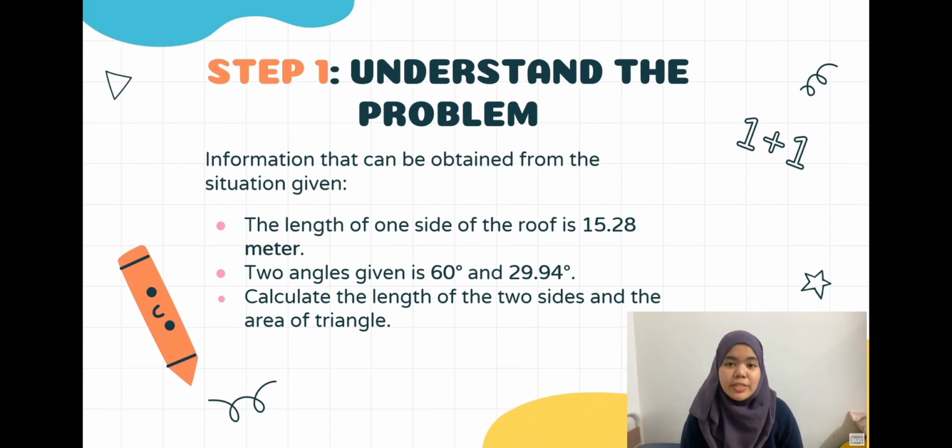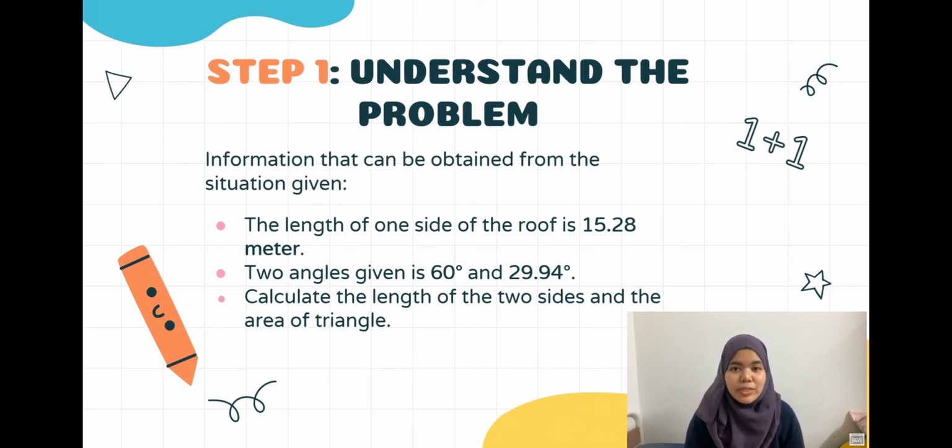Through the situation faced by Danny and the diagram provided, there are several pieces of information that can be obtained. Firstly, we have the length of one side of the roof, which is 15.28 meters. As we have to calculate the length of the wood on the longer part, this means that the value calculated will be higher than 15.28 meters. Moreover, through the same diagram, we also have the angles in the roof. One of the angles is 60 degrees, while the other angle is 29.94 degrees.